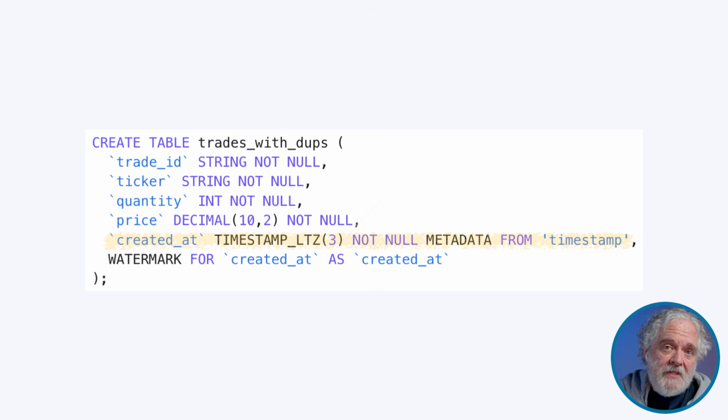And these events have timestamps. These timestamps in this case are being set by the Kafka broker. This is how you specify that to use the timestamp in the Kafka metadata as the timestamp for each event. So now let's think about what happens with tumbling windows.